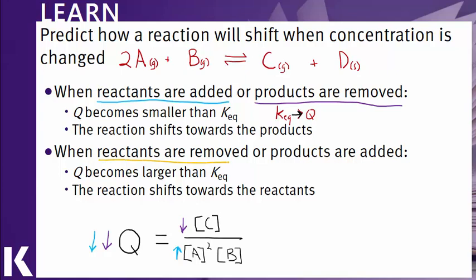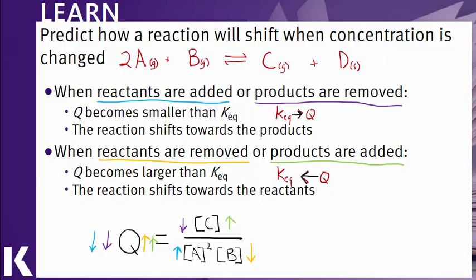When reactants are removed or products are added, then KEQ will be smaller than Q. So if reactants are removed or we decrease the concentration of the reactants, notice the denominator will be a smaller number, meaning that Q will increase. Similarly, if products are added or we increase the concentration of products, then the numerator will be a larger number, once again leading Q to increase. When we remove reactants or add products, thereby causing Q to become larger than KEQ, then the reaction will shift towards the reactants. Again, draw a line creating an arrow. The left arrow reminds us that the reaction will shift towards the reactants.